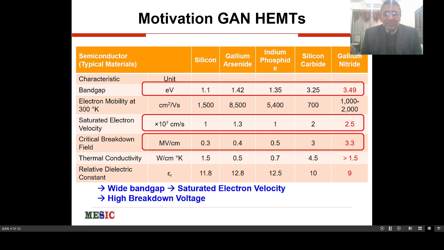It means we can achieve a very wide frequency range using one transistor, as compared to silicon, which has a narrow band gap. You need multiple devices, multiple power amplifiers for specific frequencies, but a gallium nitride HEMT can do it using one transistor. This is a very important thing about this transistor.